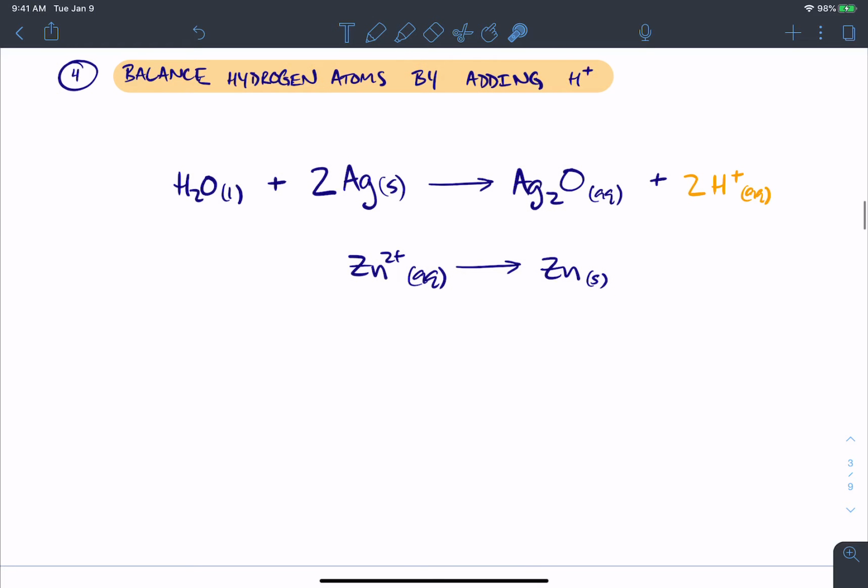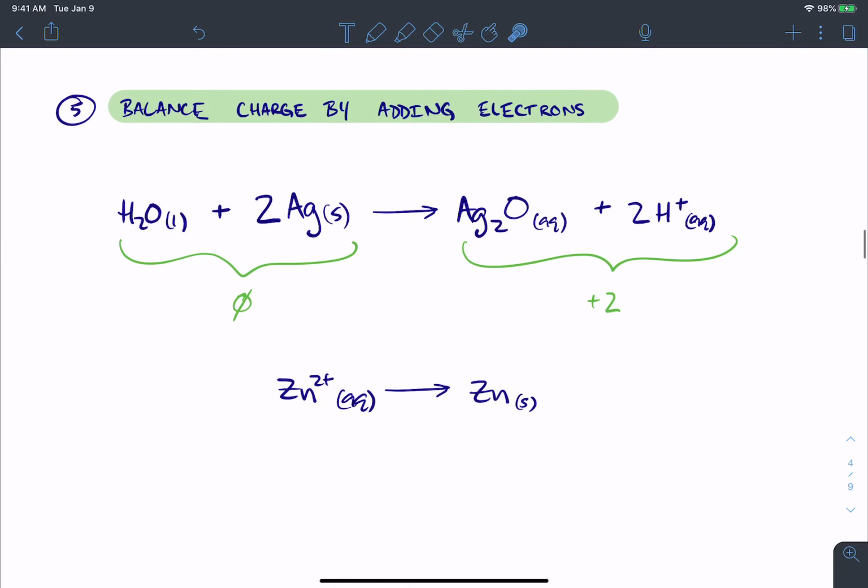The fourth step is going to be to balance out the hydrogens that we've introduced in the previous step by adding in hydrogen ions. So I added 1 water molecule that came with 2 hydrogens attached to that oxygen that I was really looking for, and so I'm going to add 2 hydrogen ions to the product side to balance that out. The next step is going to be to balance the charge by adding electrons.